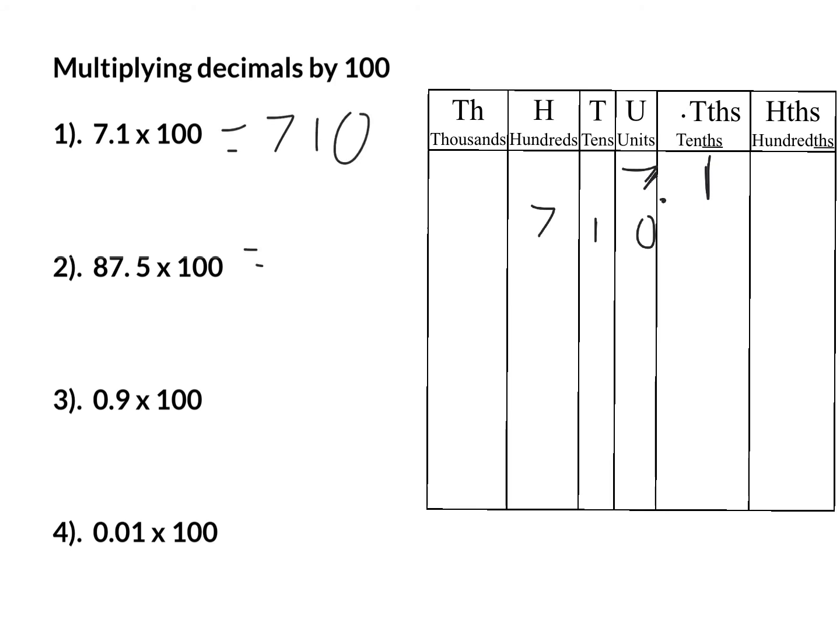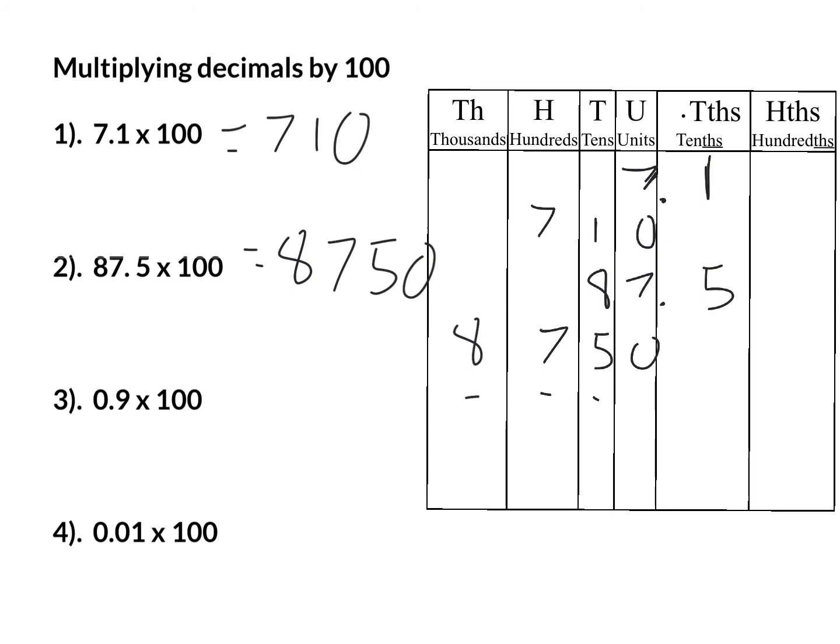Okay. The next one is 87.5 times 100. So 87.5 is 8 tens, 7 units, and 5/10. And again, everything moves over 2 places to the left. So the 5 now is in the 5/10s. The 7 is in the hundreds. And the 8 is in the thousands. So it's 8,750. You can see it's really important to remember to write down a 0 when you're writing that out, because it's 8,750. But if you write down 875, you've only multiplied it by 10.